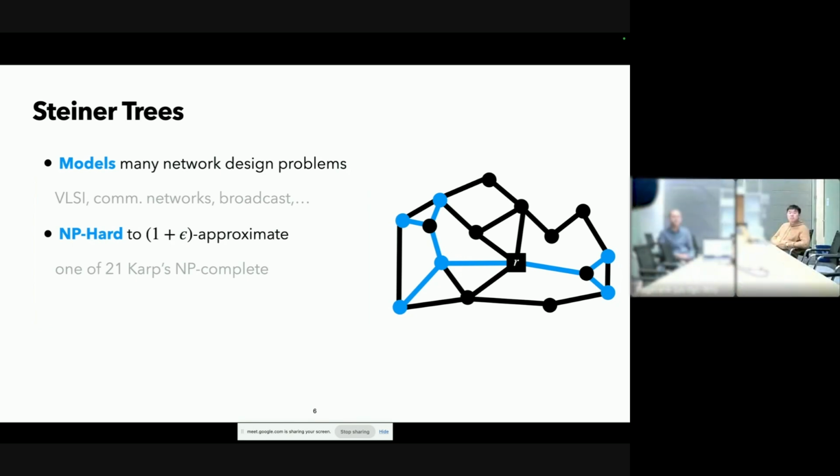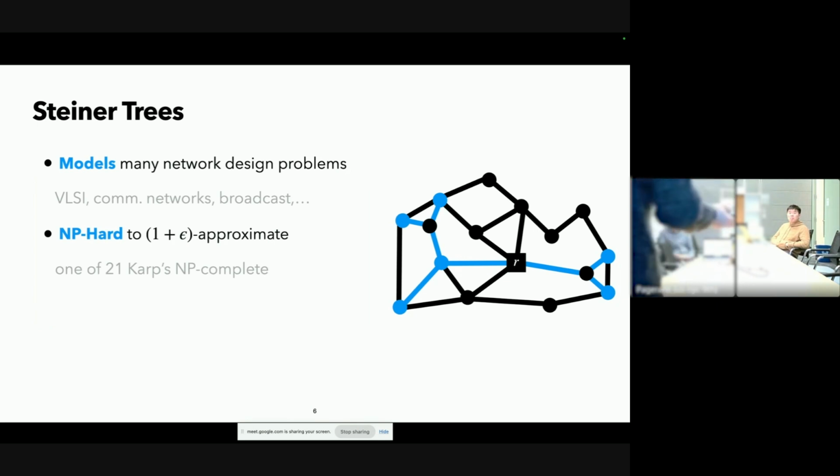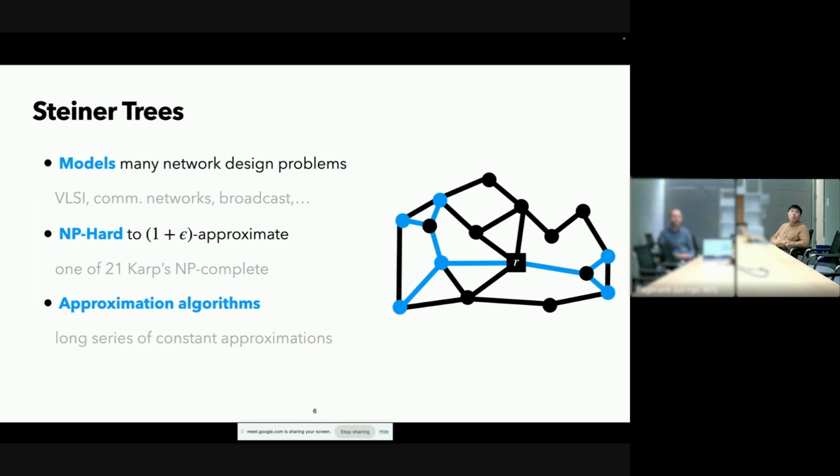So unless certain standard complexity assumptions do not hold, there's some constant, one plus epsilon, think like 1.01, below which we know we can't get an approximation algorithm with that approximation factor in polynomial time. So the scope of study on Steiner tree is mostly approximation algorithms. We want things that run in polynomial time, but return reasonably good solutions. There's a whole long series of works on this, and that'll be the scope of today's talk. We're interested in approximation algorithms for Steiner tree.